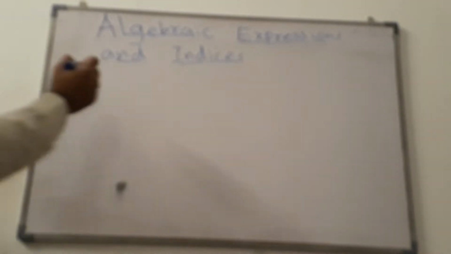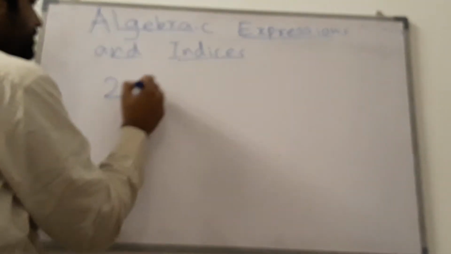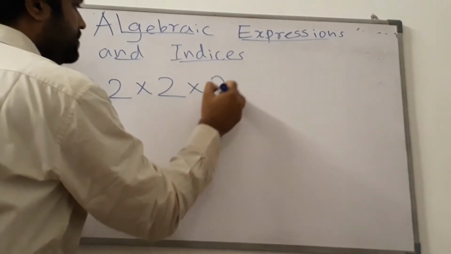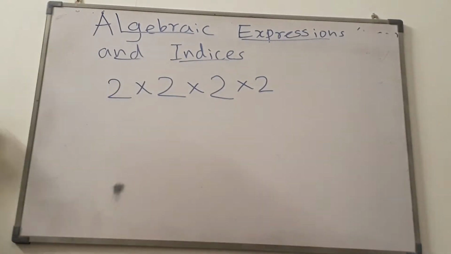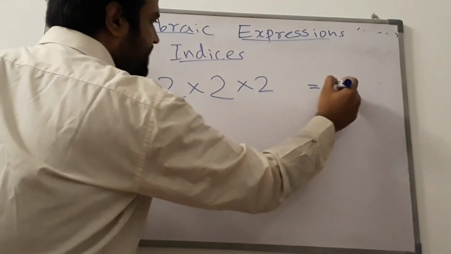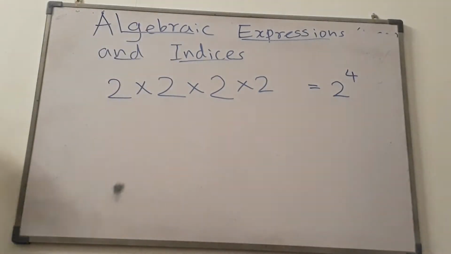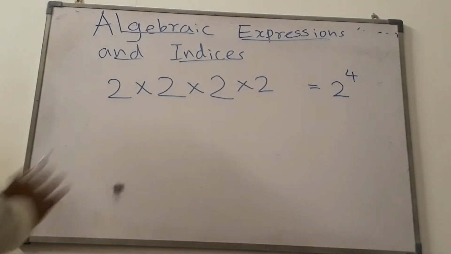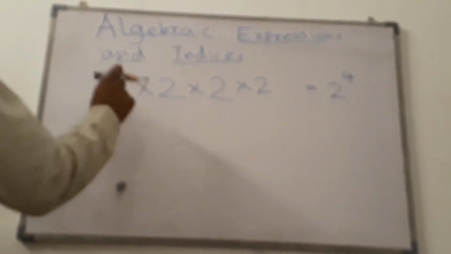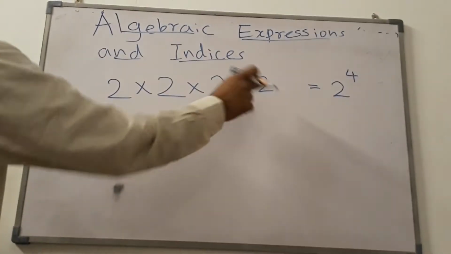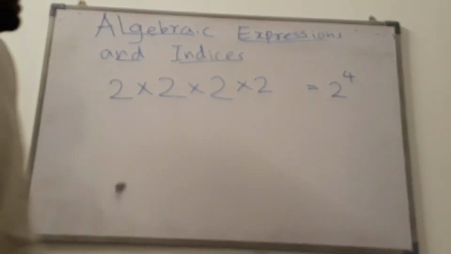Okay. 2 times 2 times 2 times 2. 4 2's multiplied with each other. We write it as 2 to the power 4. Okay, not addition, multiplication. 4 2's are multiplied with each other. So there are 4 2's but multiplied with each other. So it's not 2 times 4, it is 2 to the power 4.